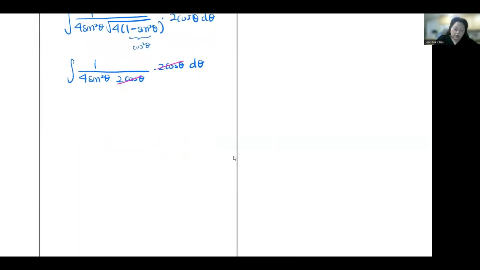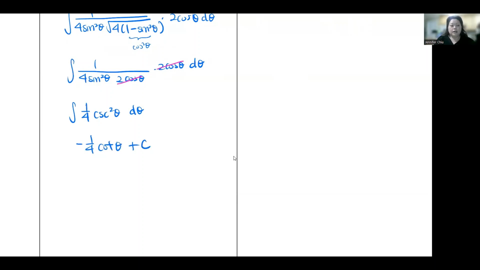Okay, so now your integral becomes 1 over 4 sine squared theta. That's not super useful for us. However, we remember this is a reciprocal problem. So this is actually 1/4 cosecant squared theta d theta. Now this is something that we can take the antiderivative of. So when we take the integral, we get negative 1/4 cotangent theta plus c.